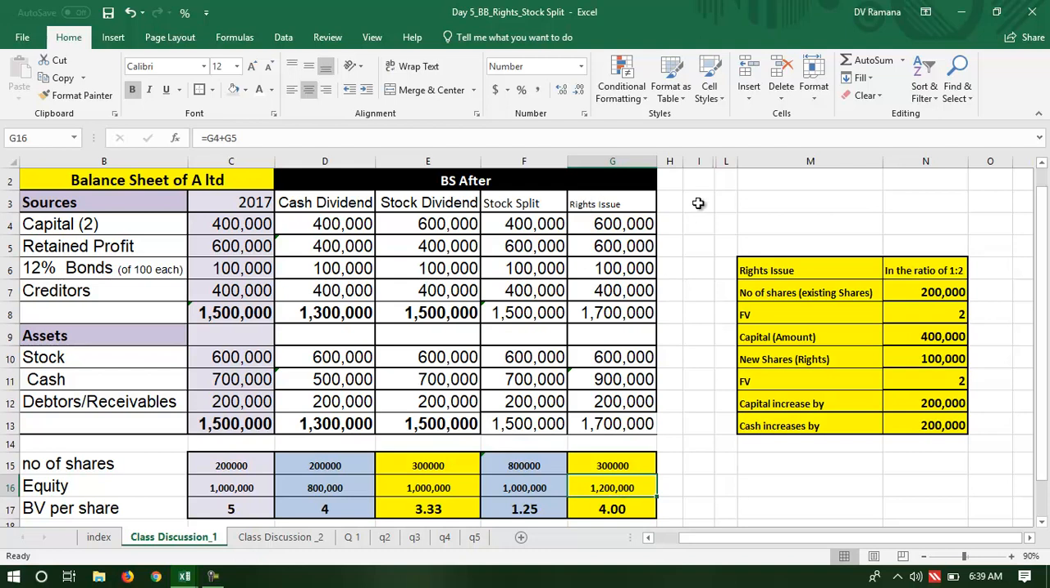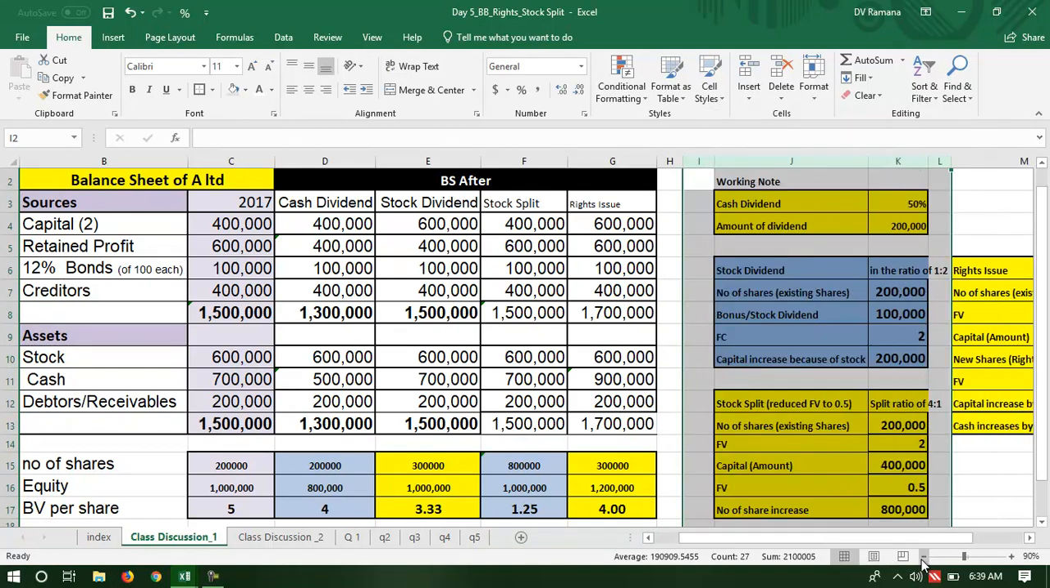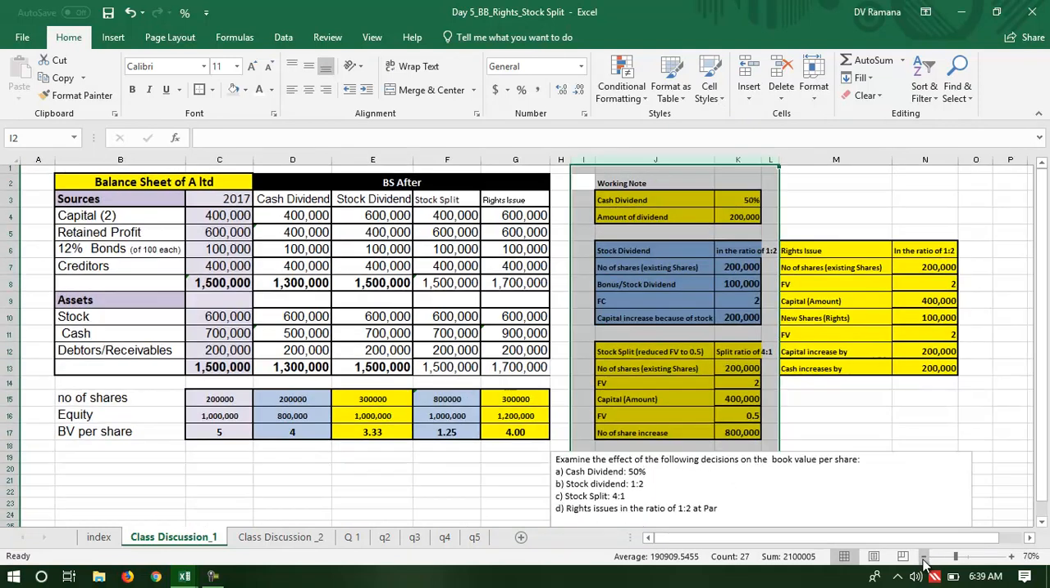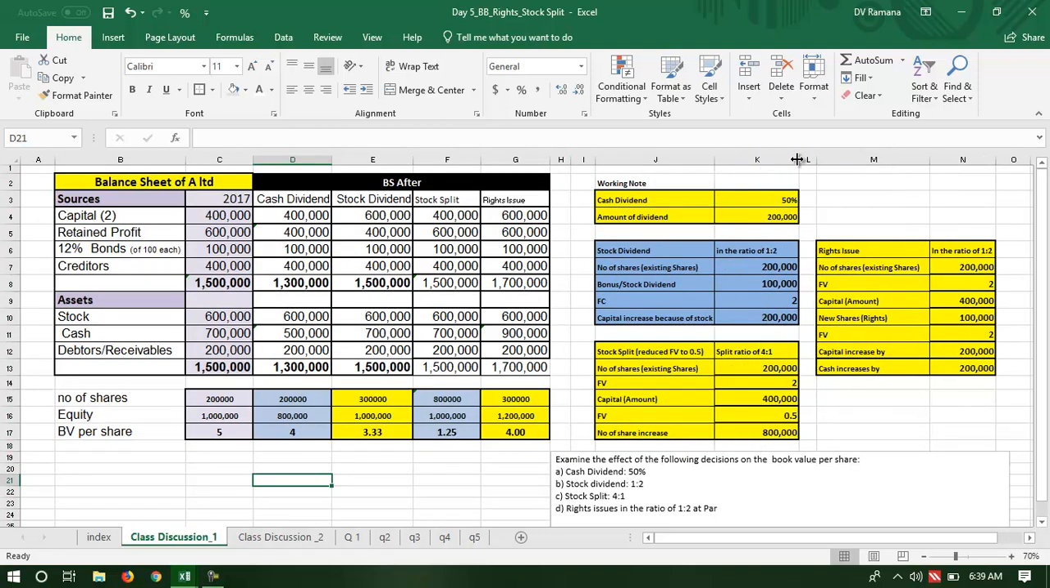So, when we try to understand the impact of financing decisions on the balance sheet, we should examine the impact on equity, on the book value per share, and cash if any. So examining the financing decisions like stock dividend, cash dividend, stock split, and rights issue can be done through the lens of changes in the book value per share.